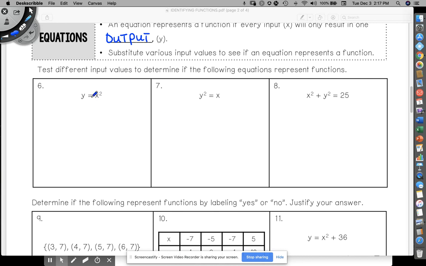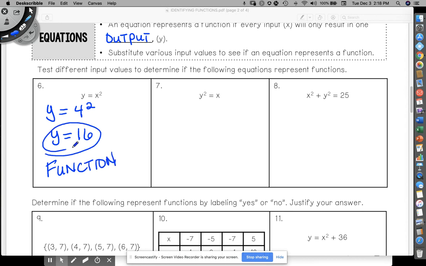So let's look here. I'm just going to plug in a number for x. I'm going to say 4. So y equals 4 squared. Well, if I did 4 squared on a calculator, I would get 16. I'm not going to get any other answer but 16. So I put in 4, I get out 16. This is a function. There's only one possible solution for 4 squared, and that's it.